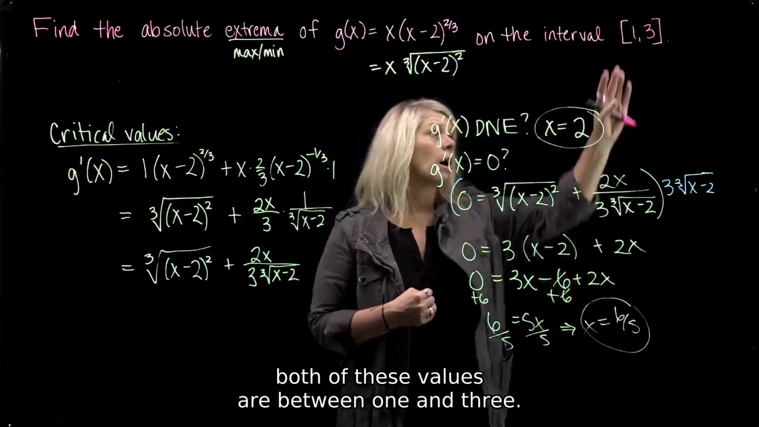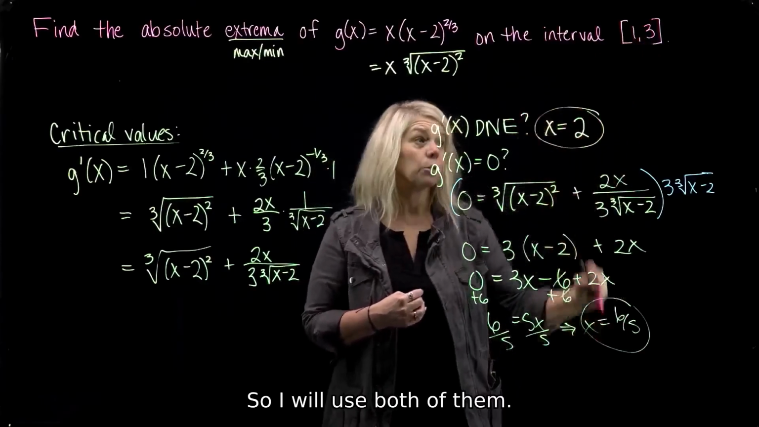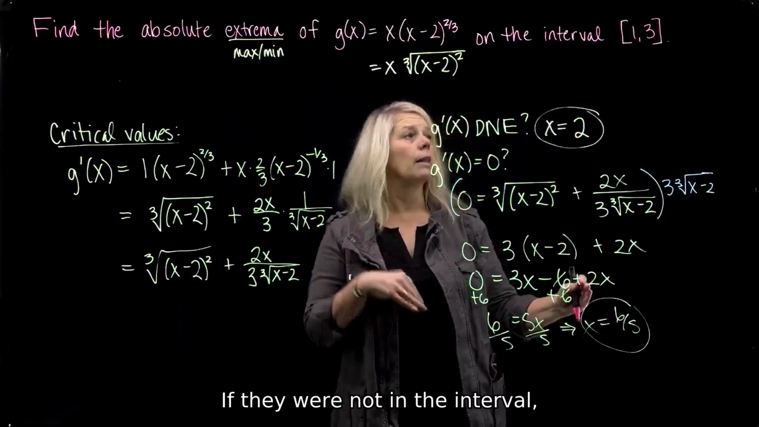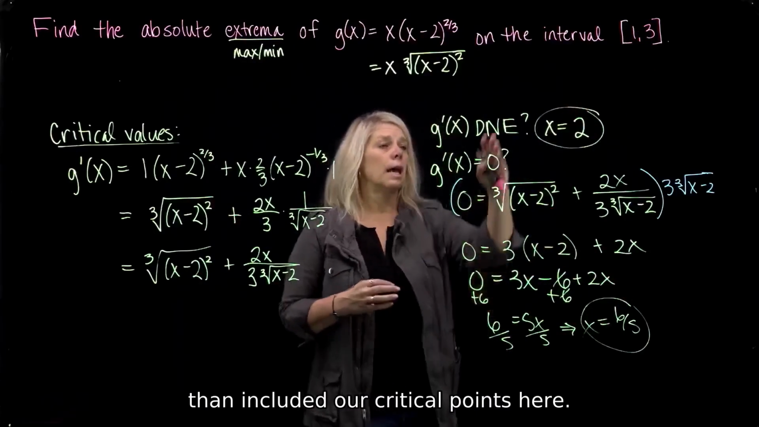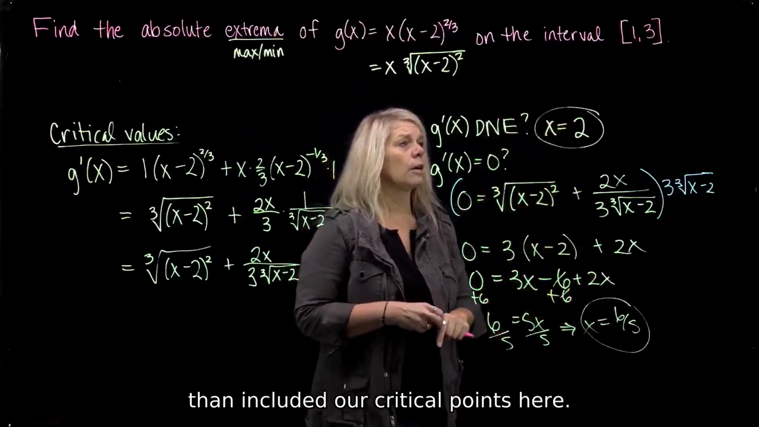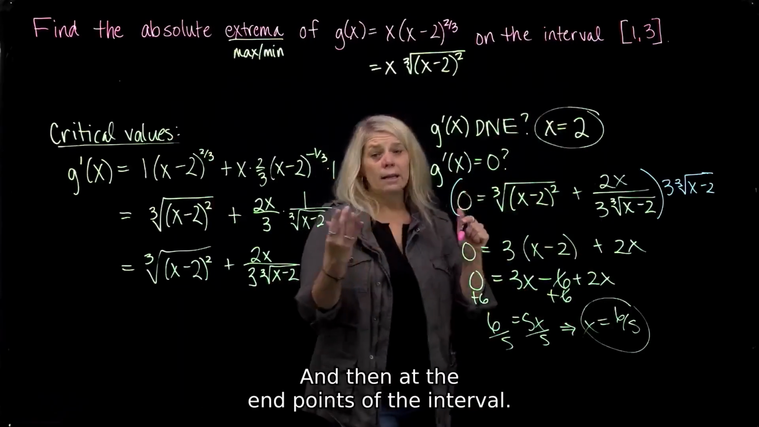Both of these values are between 1 and 3, so I will use both of them. If they were not in the interval, then I would just discard them. If we were looking on a different interval, then we might not include our critical points here. And then we also need the end points of the interval.